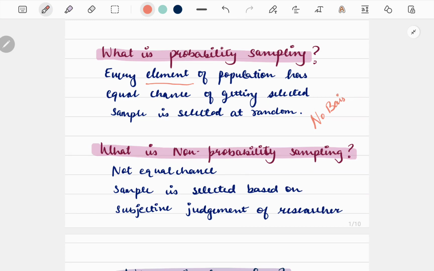However, when it comes to non-probability sampling, each element does not have an equal chance of getting selected. There is always some bias, and the sample is selected on the basis of subjective judgment of the researcher. So there is always a bias which is because of the subjective judgment or the purpose of the researcher. We will understand this in more detail when we discuss various types of sampling that fall under probability sampling and non-probability sampling.